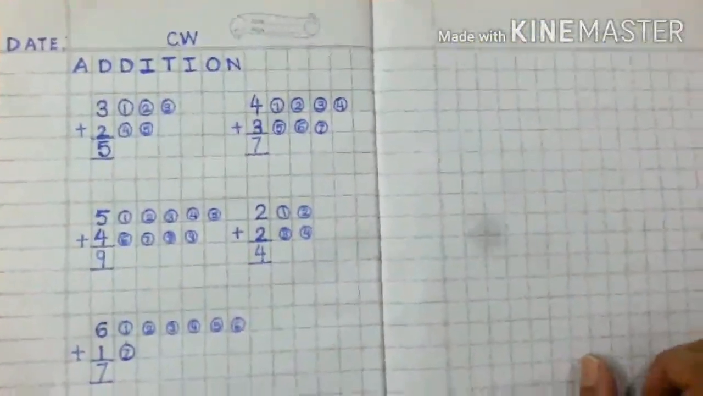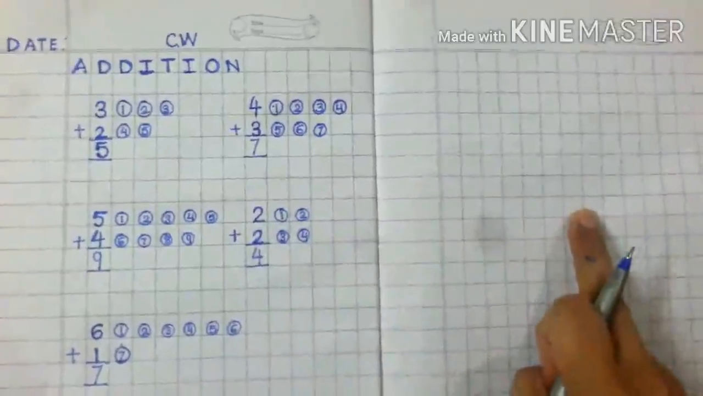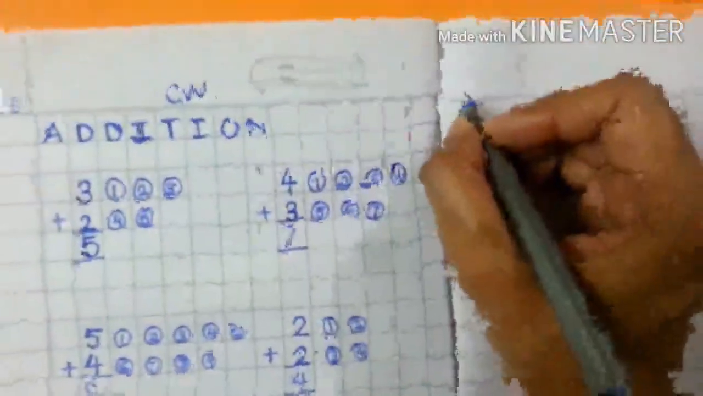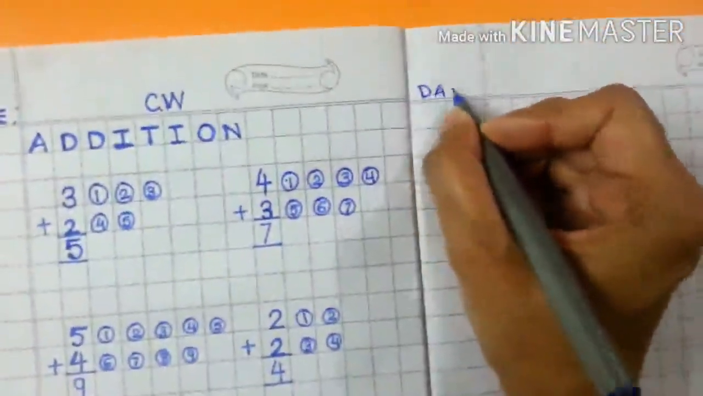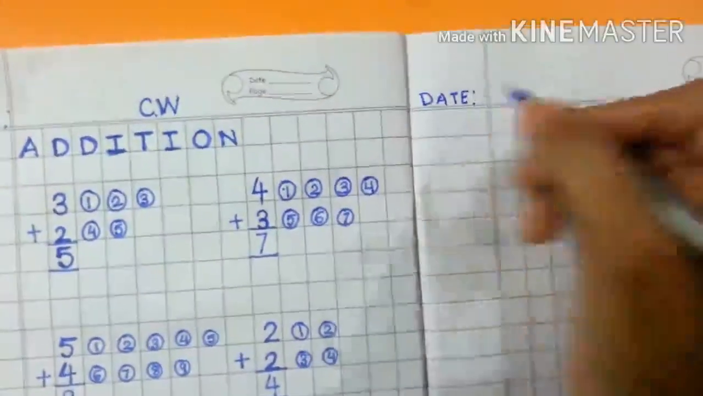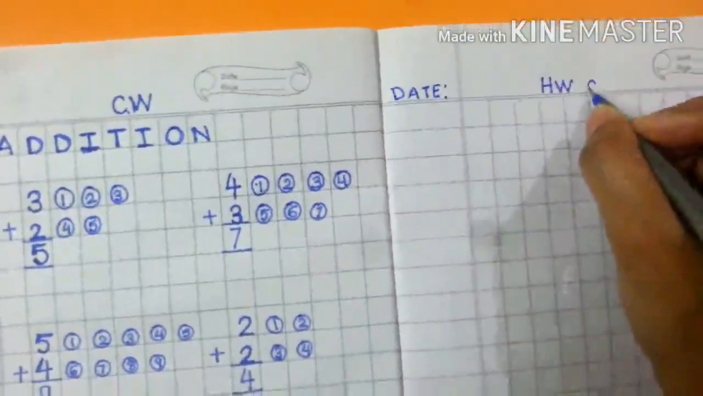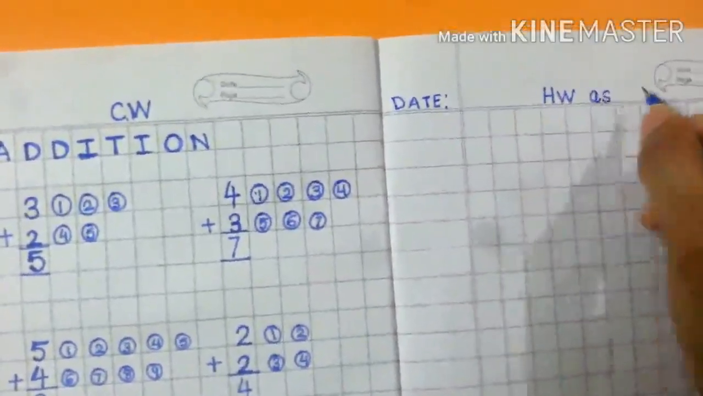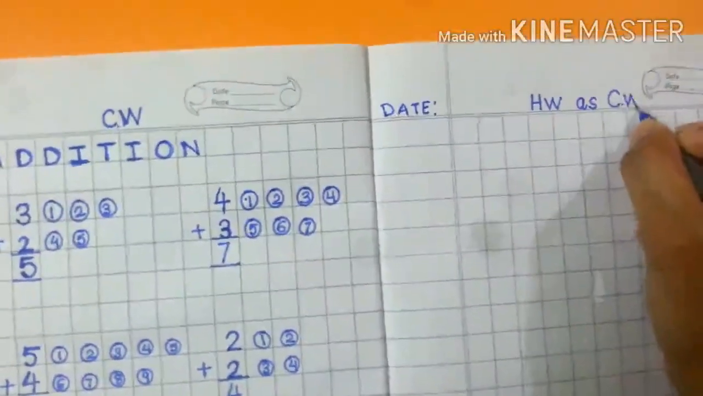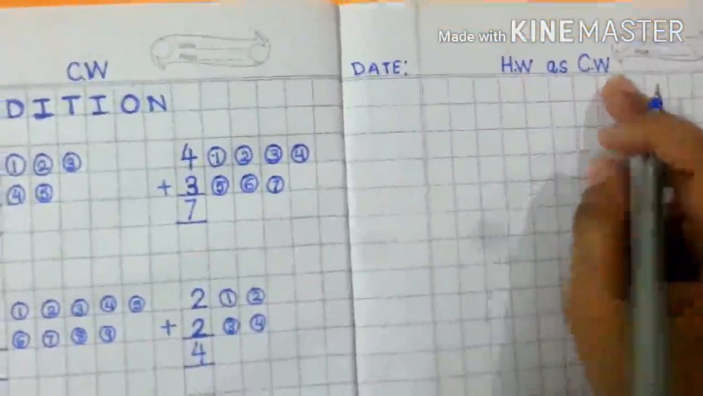Children, you will follow the same classwork in homework. Write the date on the left side of next page. Then after date, write HW homework as CW. HW means homework, CW means classwork. Do practice of addition.